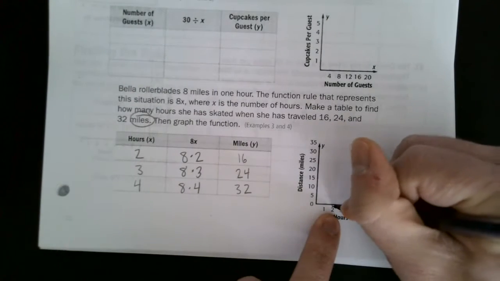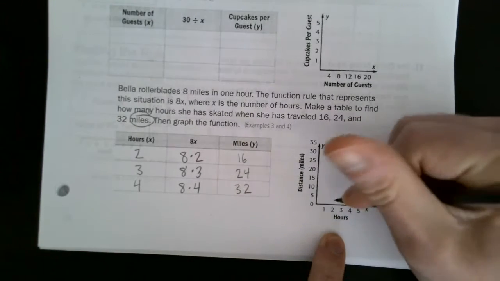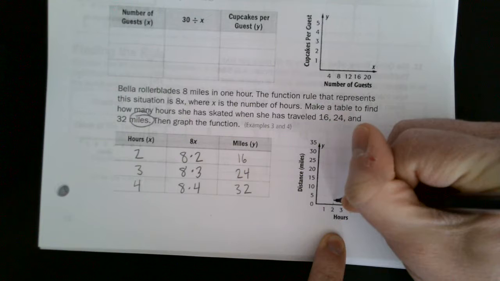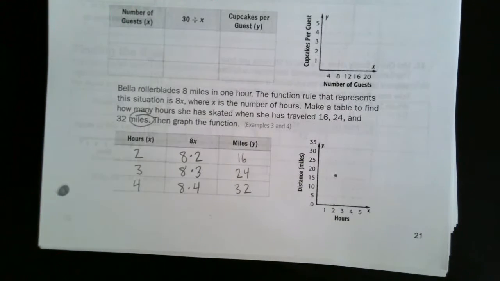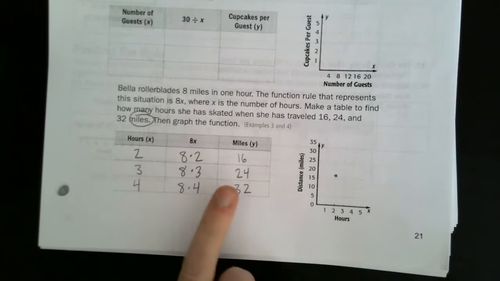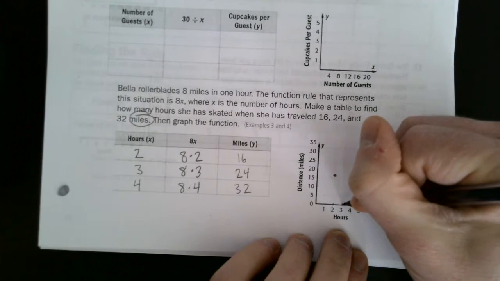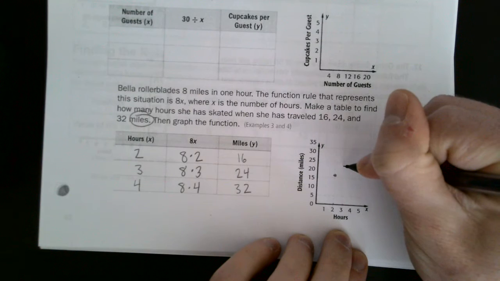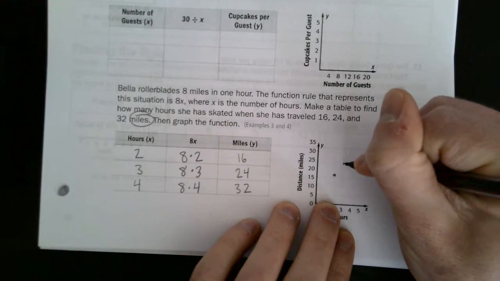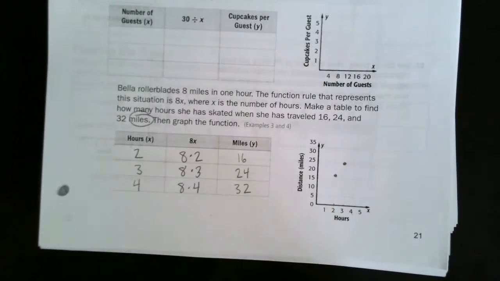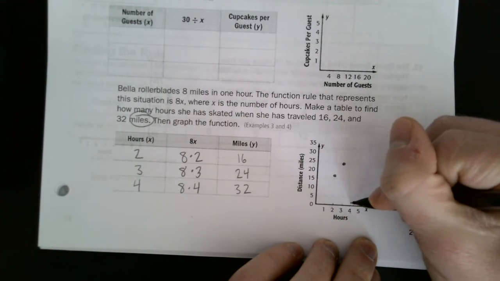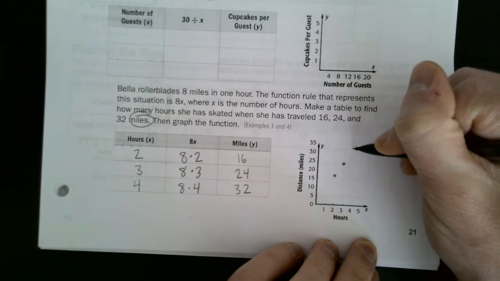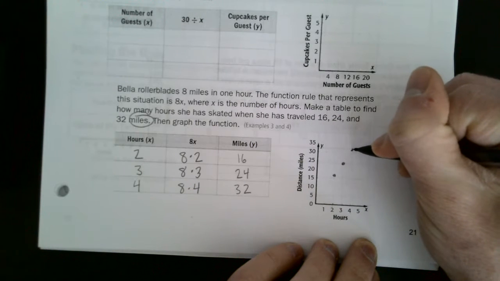So 2 hours, she can go 16 miles. So we're going to put a point there. 2 hours, we're going to go up to 16, which is, and it's hard to see, but slightly above 15. The grid is kind of hard to see there. I apologize. 3 hours is going to go up to 24. 24 is going to be slightly below 25, like right there. And then 4 hours is going to be 32, which would be like right here.